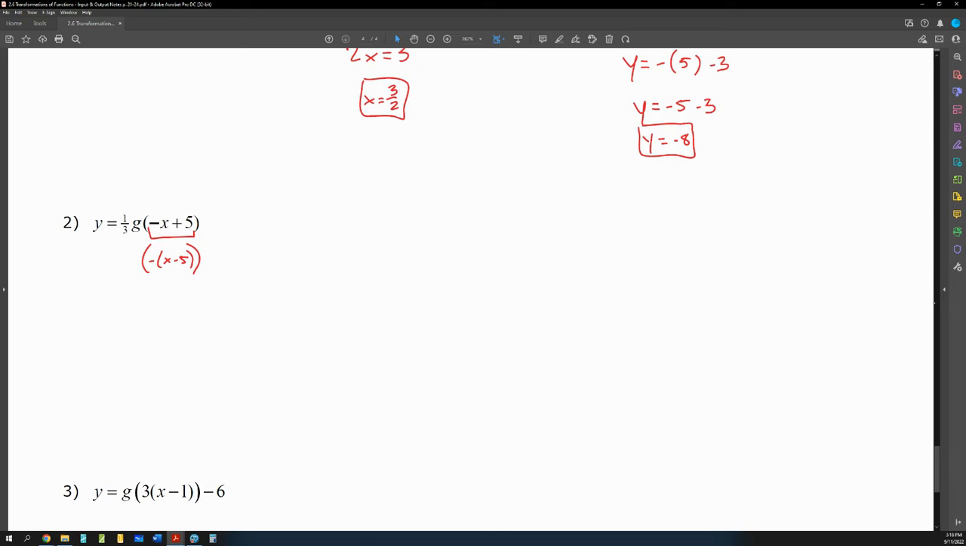And so when I read this, I would do order of operations here and say that there is a horizontal shift right 5 units. And then we would have a reflection over the y-axis. Now, if you didn't factor out, then you would first have that reflection over the y-axis, and then you would shift left 5 units.